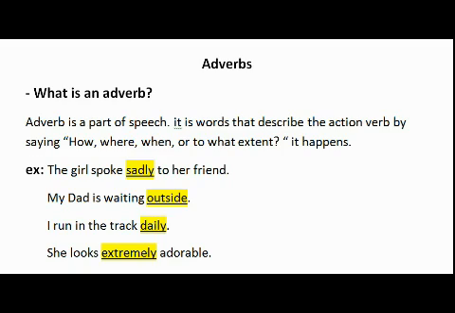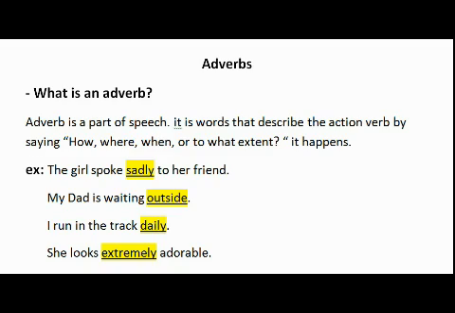So the first example is going to be, the girl spoke sadly to her friend. So here the word sadly is an adverb. It describes how the girl was speaking to her friend.